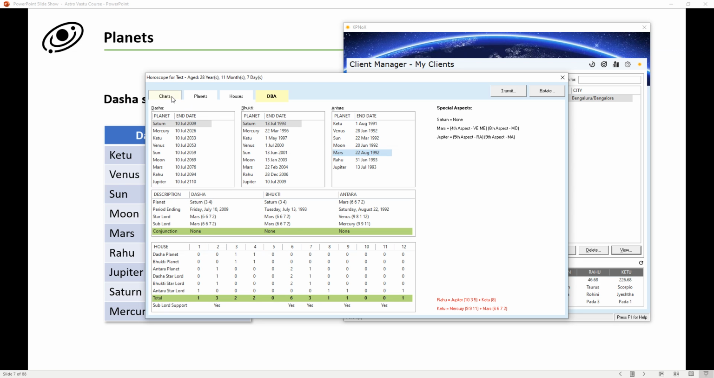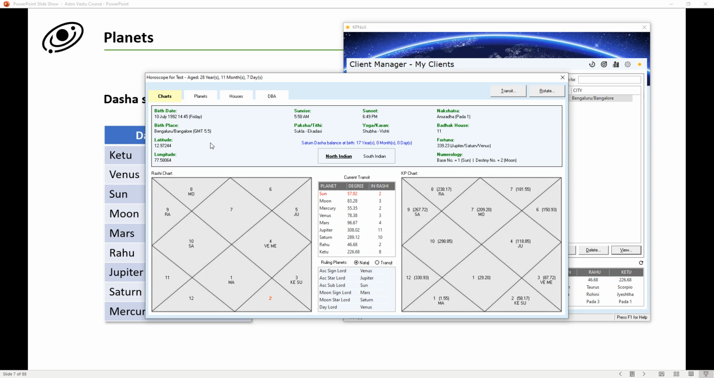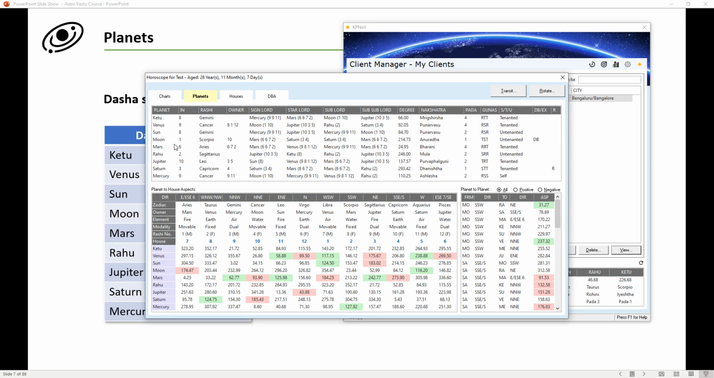So the starting point for any person, any native, you can take either the birth chart or you can take the Prashna Kundali, it doesn't matter, but the DBA will always be from the Moon's star lord, sublord and sub-sublord.